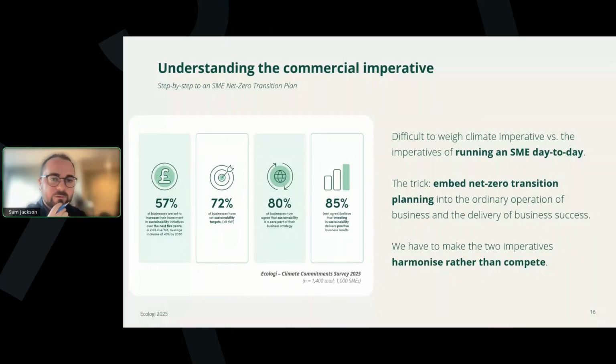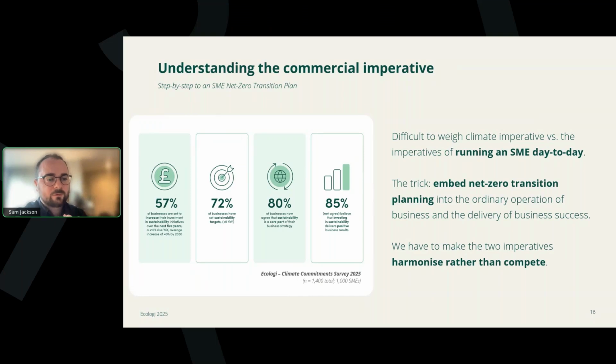And to that end, we went and did some research on this as well. It's in a similar vein to the research that Demi has done, that we talked through a little bit a minute ago, and the poll that we just put in front of you. Our hypothesis was this: it's really difficult to weigh up the imperative that I'm sure you're all aware of versus the imperatives of running an SME day to day. And so what we found, there's some stats that might be a little bit small on screen, but we found some similar stuff in our results.